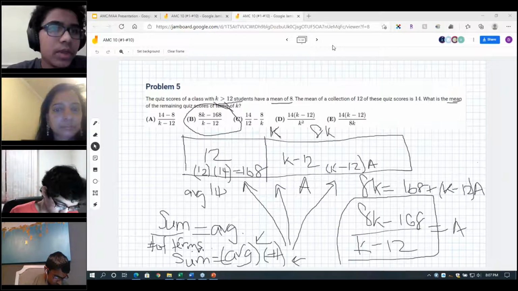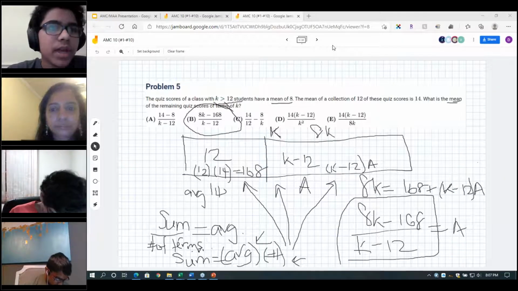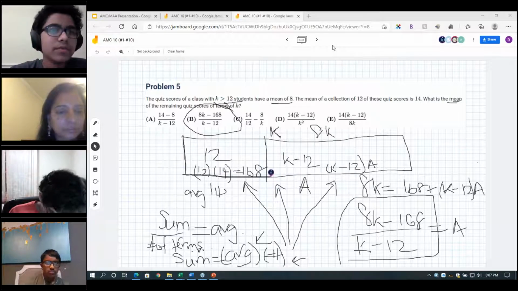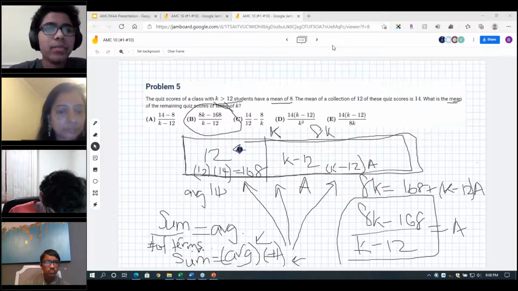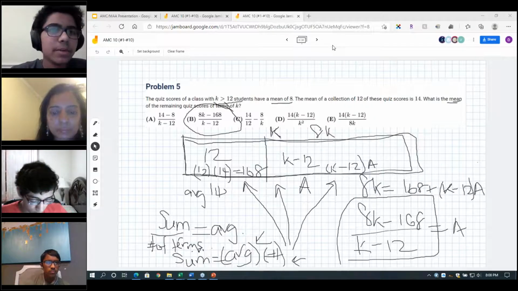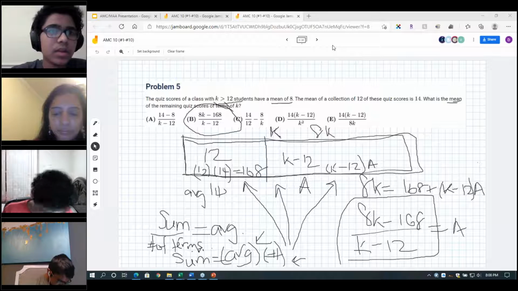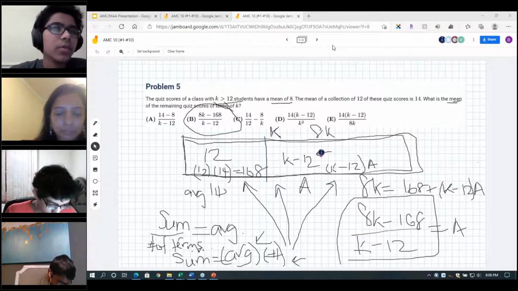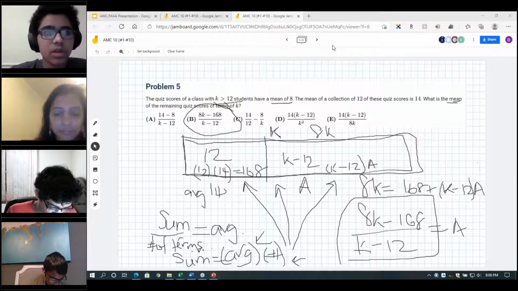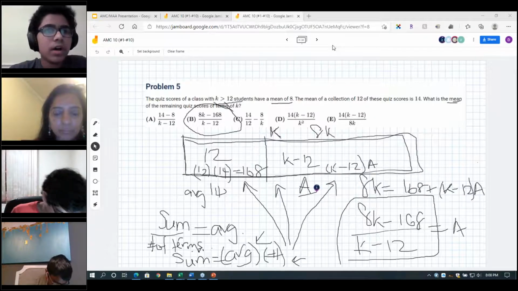So we can draw this as we have a total of K students. 12 of them have an average of 14. And since there are a total of K students, there are remaining K minus 12 students. We are trying to figure out the average of these K minus 12 students. We'll call this average A.